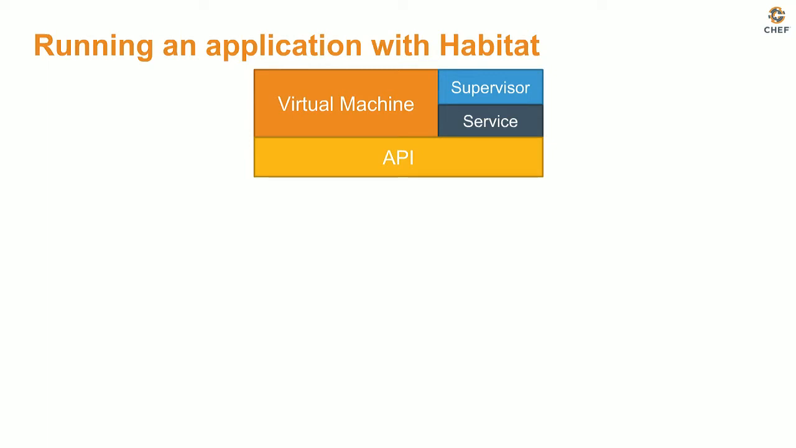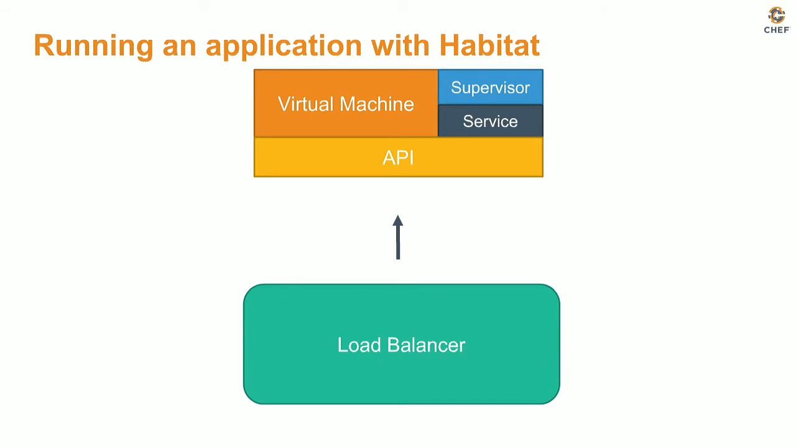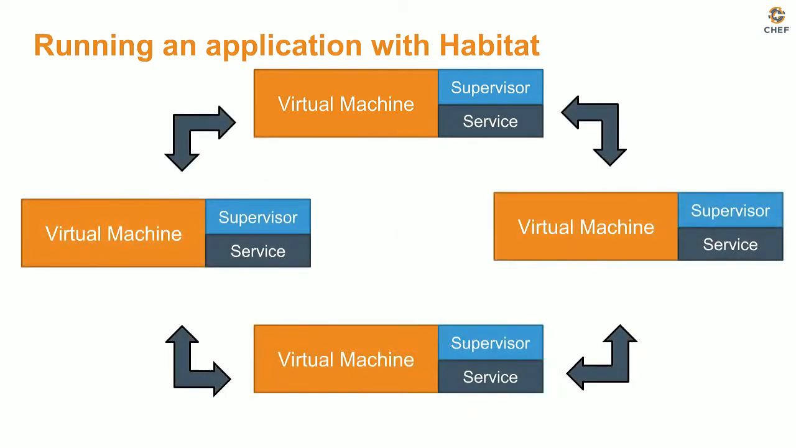Now, a cool thing about it is no matter where you're running your Habitat package, there is a standard REST API, which is really useful when you have something like a load balancer that needs to get information in and out of that application. The process is the same regardless of whether it's a VM, container, bare metal, whatever is most appropriate for you.